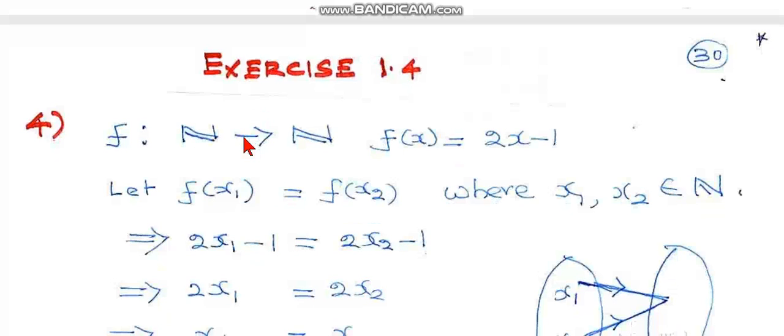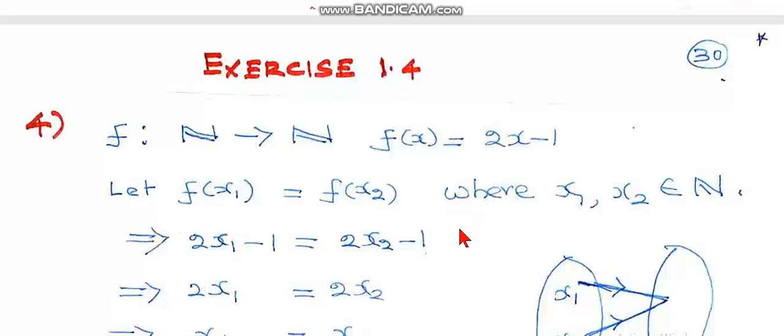Then exercise 1.4, question number 4. Show that the function f from the set of natural numbers to natural numbers defined by f of x equal to 2x minus 1 is 1, 1 but not onto. We are considering a function from the set of natural numbers to natural numbers. The rule for the function is f of x equal to 2x minus 1.